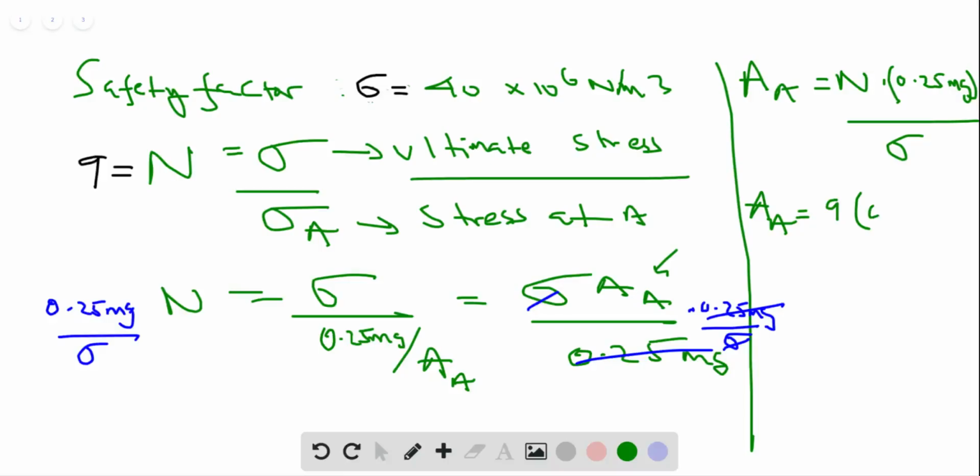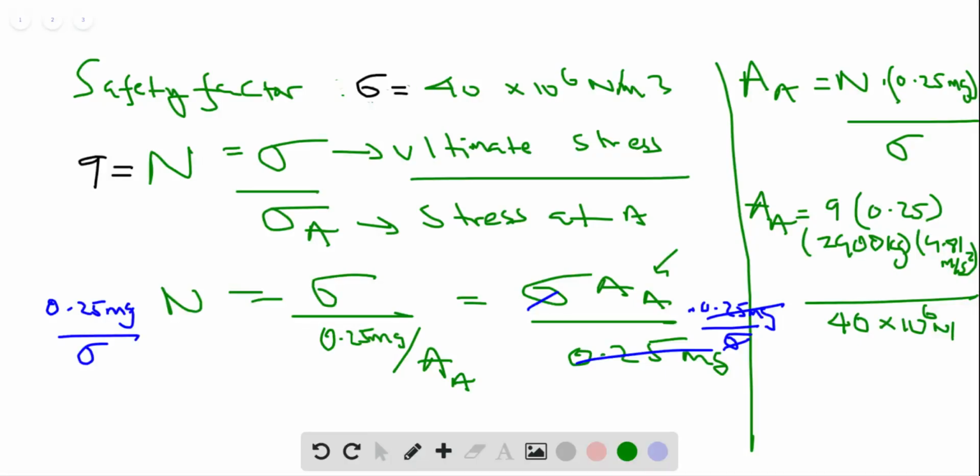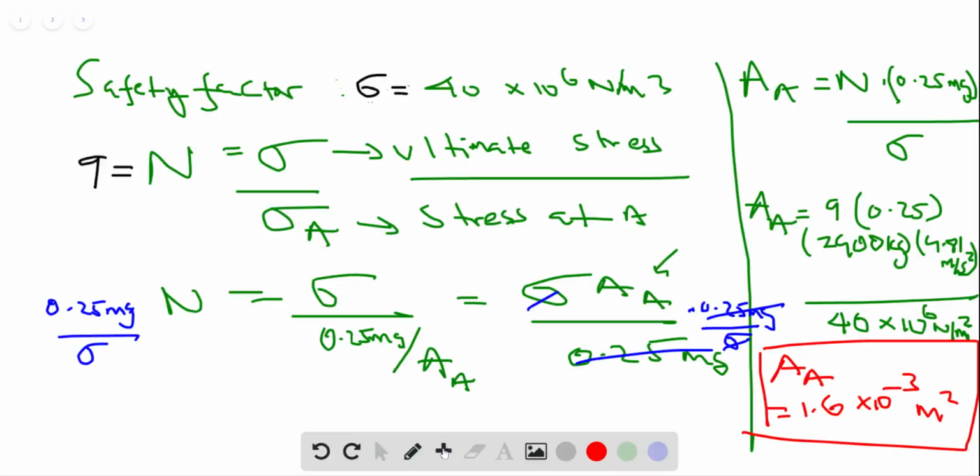So this is 9 times 0.25, and then the weight, so 2,900 kilograms times 9.81 meters per second squared. And then we divide that by the ultimate stress. We already rectified that. So 40 times 10 to the 6 Newton per meter squared. And so the cross-sectional area at A, we got it now, is 1.6 times 10 to the negative 3 meters squared. That's the cross-sectional area at A.